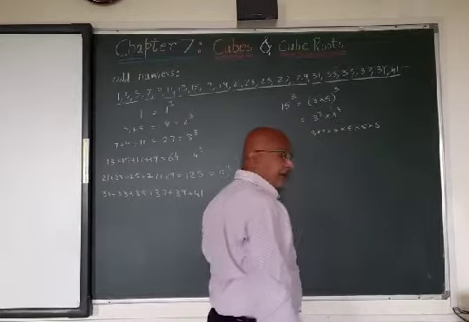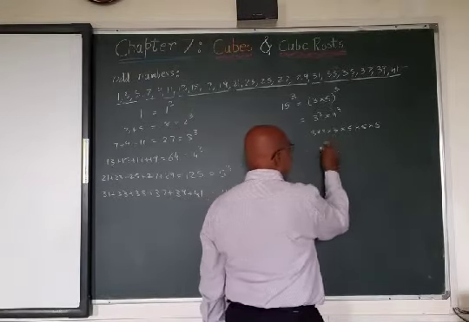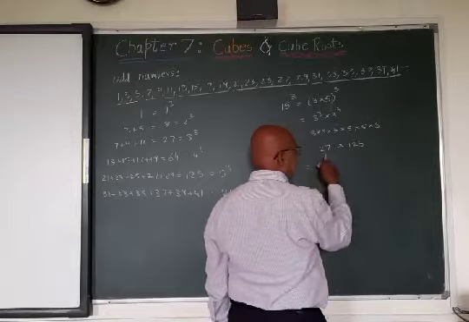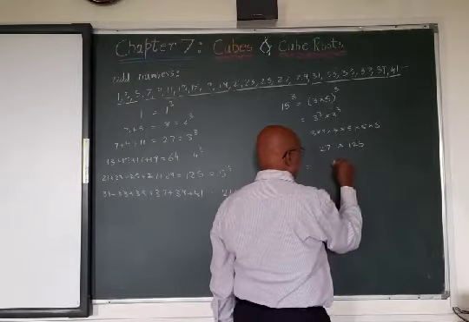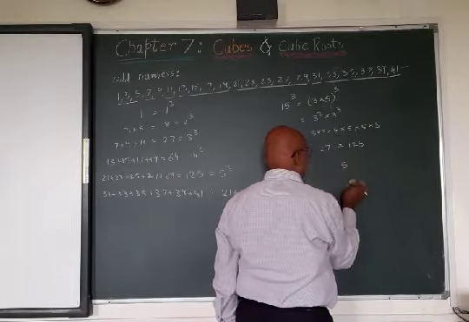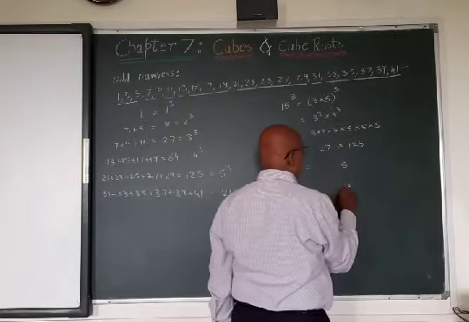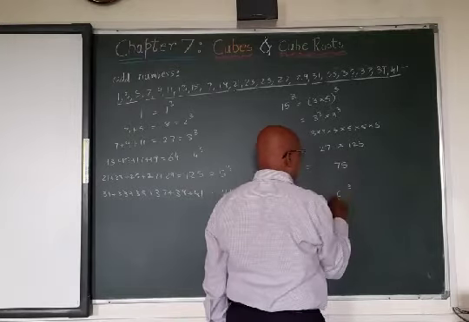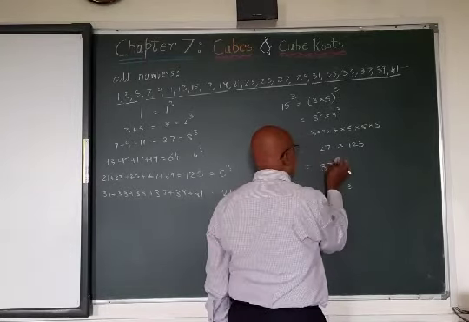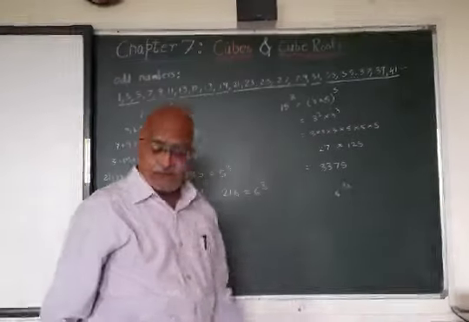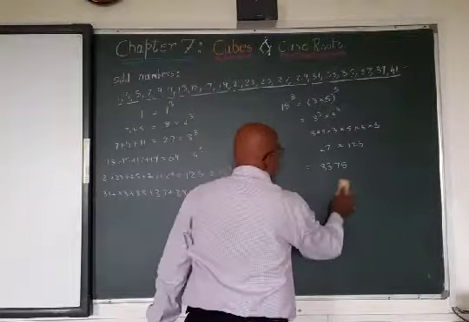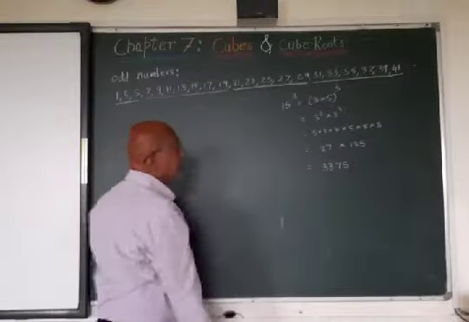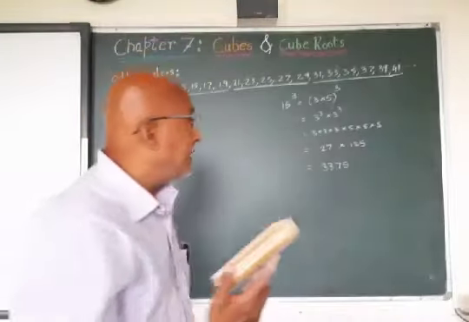So it becomes easy. 3 cube is 27, 5 cube is 125, multiply. 27 5s are 135, carry 13, 27 2s are 54, 67, 6 will be carried, 27 1s are 27 and 6, 33. So the cube of 15 is 3375.